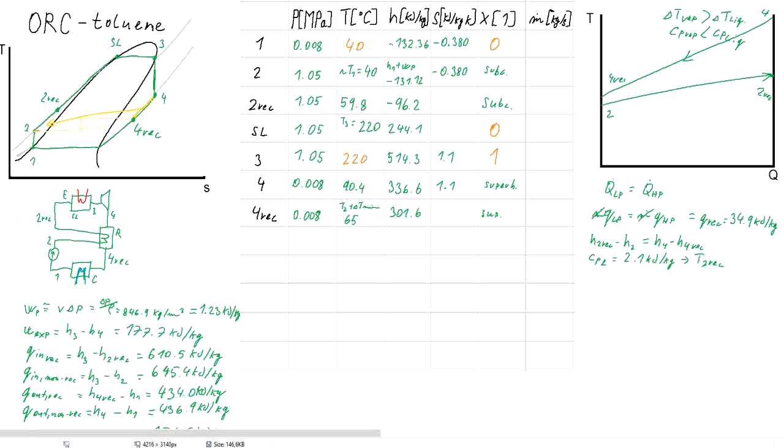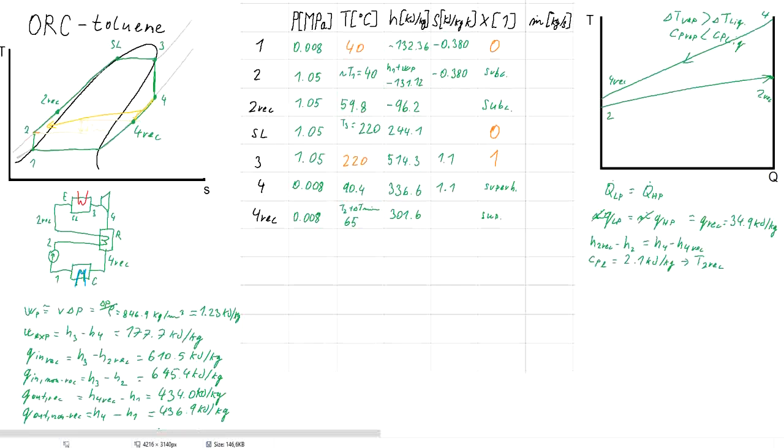Now let's have a look at, again, matching of the cycle with the heat source. So again we will have the point of the heat source in, heat source pinch point. Now let's have heat source out for the recuperated case, heat source out for the non-recuperated case, and heat source at the cool down to the ambient conditions.